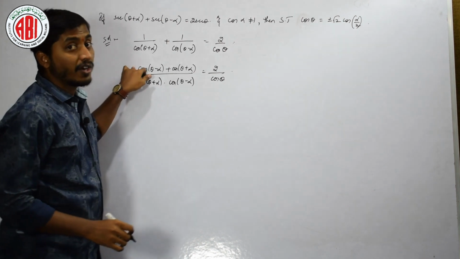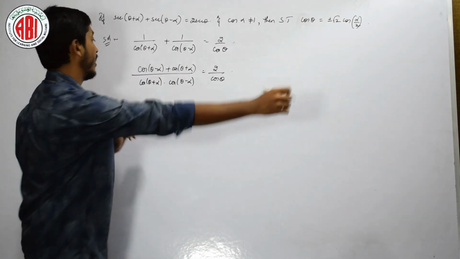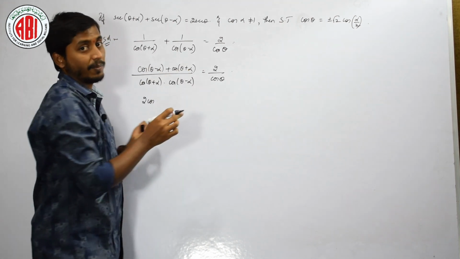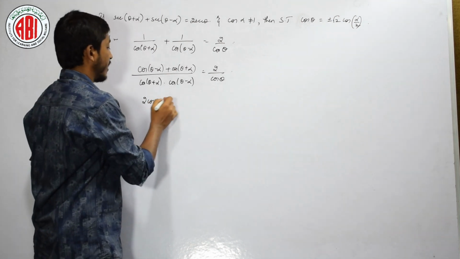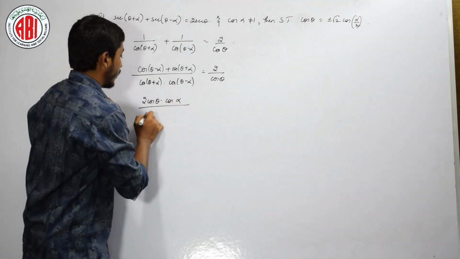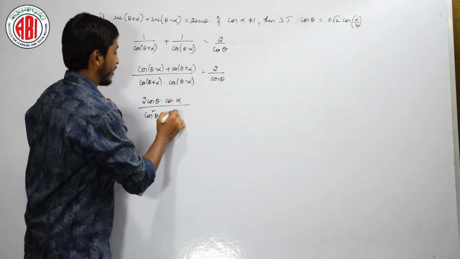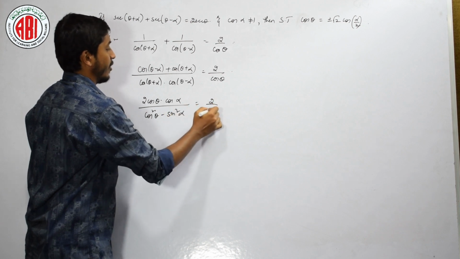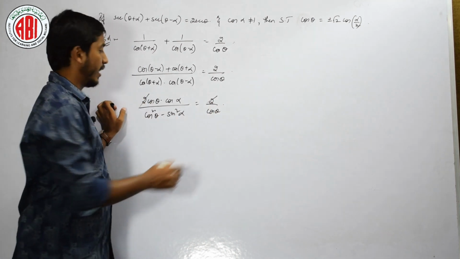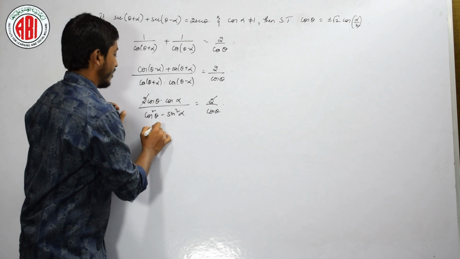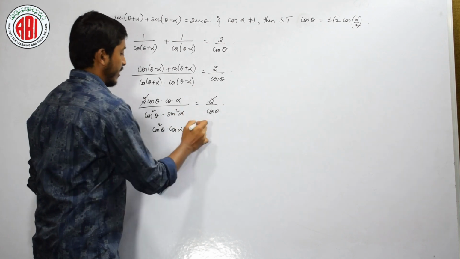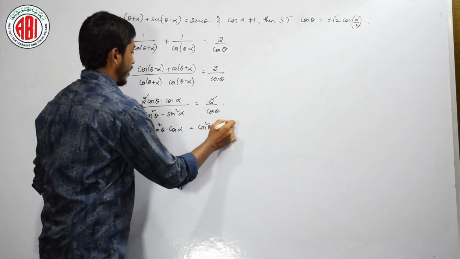Now see here, there is a formula for cos of a minus b plus cos of a plus b, which is nothing but 2 cos a cos b. Here cos of a plus b into cos of a minus b is cos square a minus sin square b. Hope everyone remembers this formula. Now 2 gets cancelled. Let us cross multiply. If this cos comes to this side, it will become cos square theta into cos alpha is equal to cos square theta minus sin square alpha.